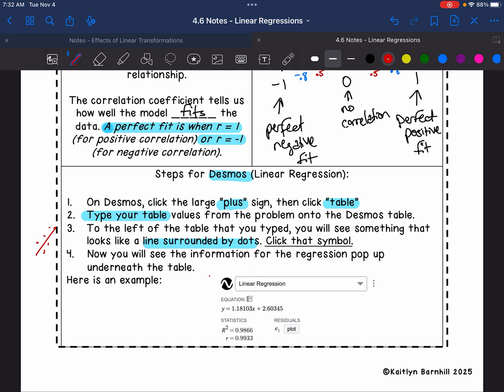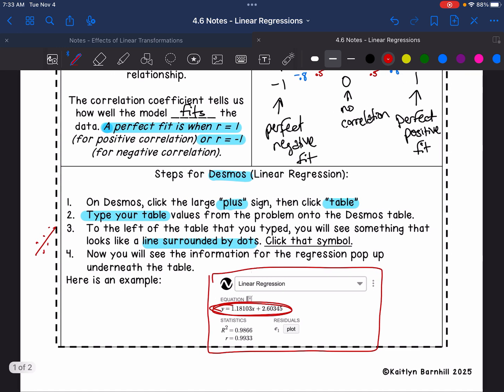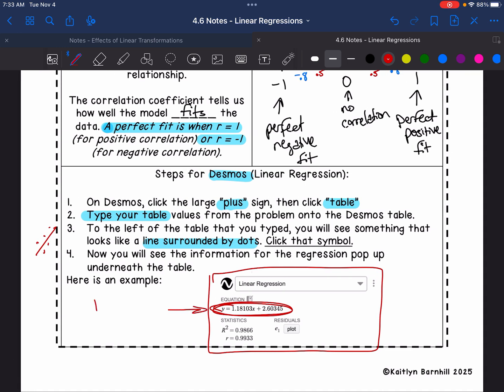And so when we click that button, something will pop up that looks like this. Now this is just from an example that I did. We're gonna get a different equation, but that's what's gonna pop up on your screen. Now when this pops up, this right here, the y equals, let's make sure we circle or highlight that. That is your linear regression. All right, and we could say model or equation, whichever. Those words are interchangeable, but that's the linear regression.